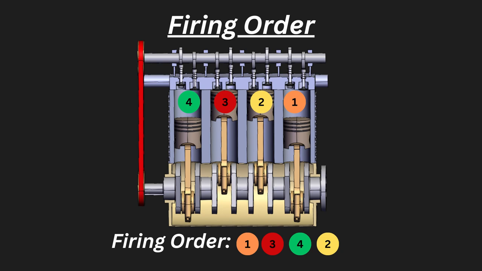1, 3, 4, 2. This means that piston number 1 will be the first one that is ignited by the electrical spark, then 3, then 4, then finally 2.